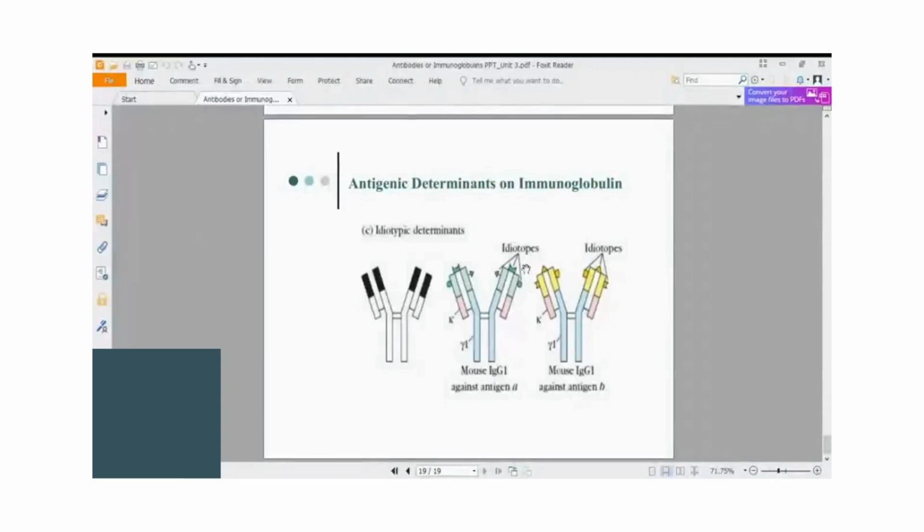If you want to control or develop a therapeutic measure against the autoimmune response, you can design a monoclonal antibody against the idiotope of the autoimmune antibody. The autoimmune antibody has idiotopes.